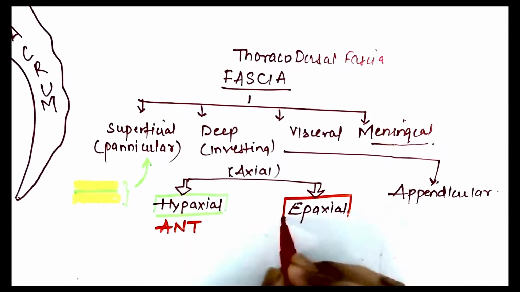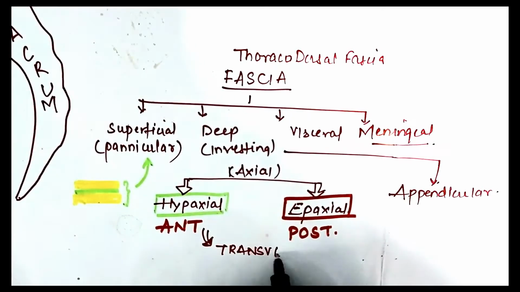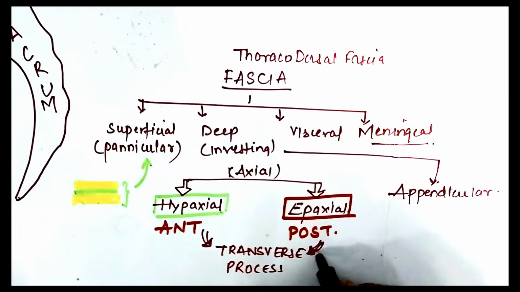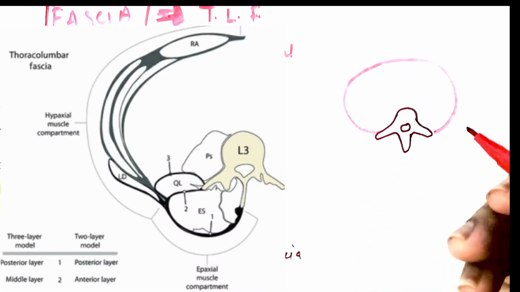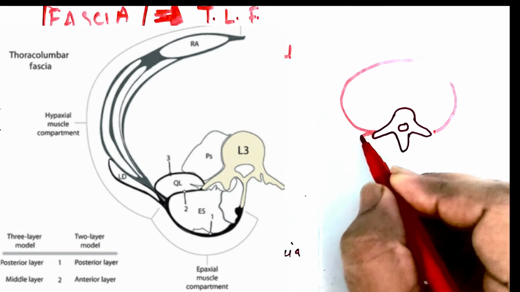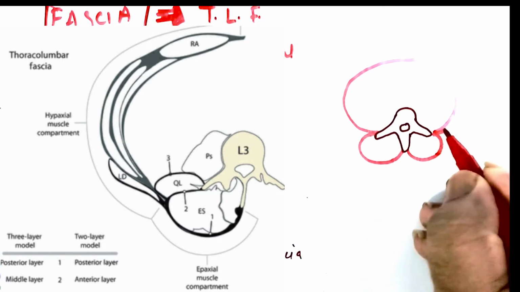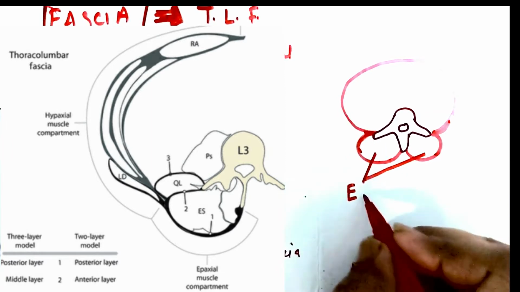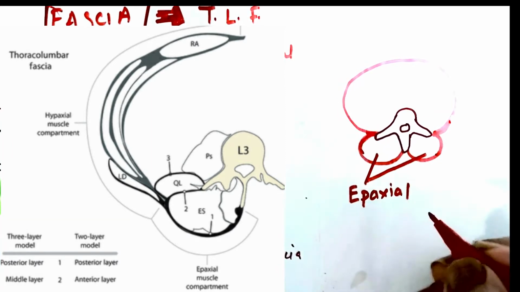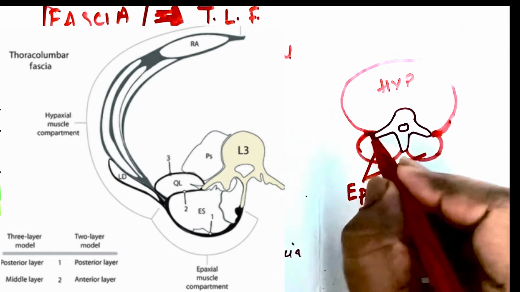The one which covers the trunk and the torso is the axial fascia. Now there are 2 types in it, hypaxial which means anterior, and epaxial that means posterior. This is in relation to the transverse process. So anything anterior to the transverse process is hypaxial, and anything posterior to the transverse process, which has a blend of fascia covering the paraspinal muscle, is epaxial. To simplify, hypaxial anterior, epaxial posterior.